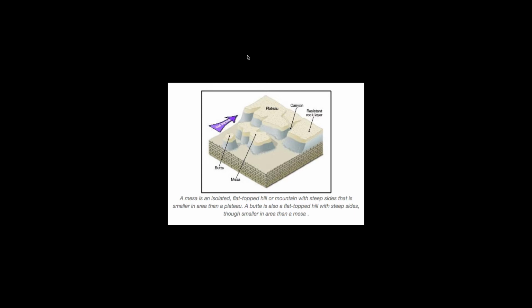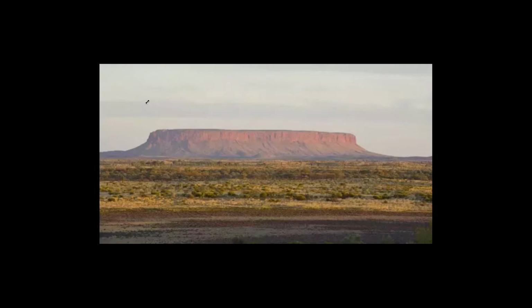Okay, let's shift our focus a little bit to mesas, plateaus, and buttes, and I guess table plain would fall under that category as well. A mesa is an isolated flat-topped mountain with steep sides like this that is smaller in area than a plateau. And a butte is just a smaller mesa. These are just the technical terms, I guess. And here's a mesa. Not sure where this location is, but it's a good example of a flat top mesa.